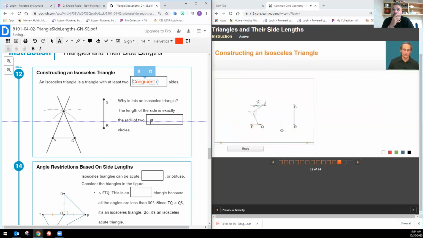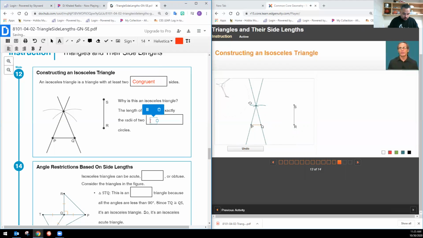Those two arcs intersect. So if I put one side of the triangle to start at the intersection and the other end of that side to go to Q, and then create a second line, my second line would start at that point of intersection and end up at point P. I create an isosceles triangle with exactly two congruent sides. Why is this an isosceles triangle? Well, the length of the sides is exactly the radii of two congruent circles. Okay.